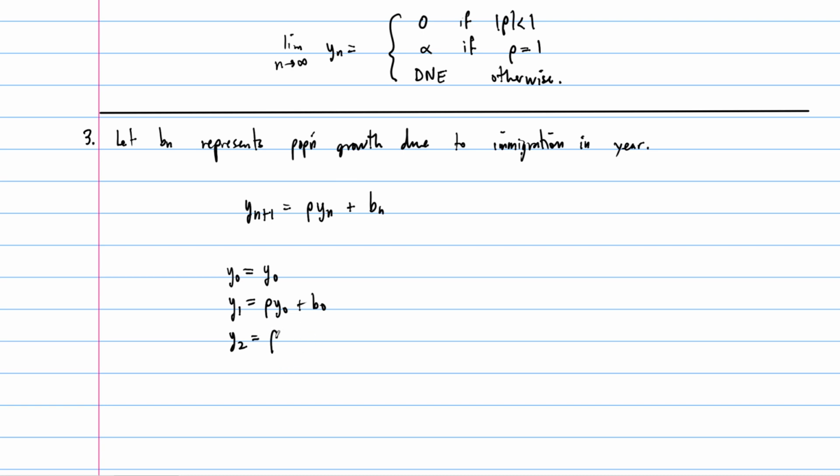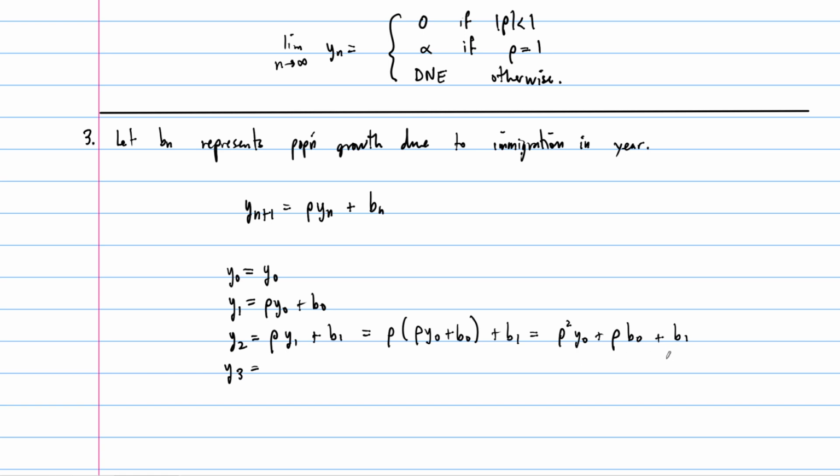And then it starts to get fun, because in year 2, what's going to happen? It's going to be rho times y1 plus b1. But what's y1? This is rho times rho y0 plus b0, and then plus b1. If we work this out, it's going to be rho squared y0, the initial population, plus rho times b0, because now the population that immigrated in year 1 is reproducing with the same rate rho as the rest of the community, plus b1.